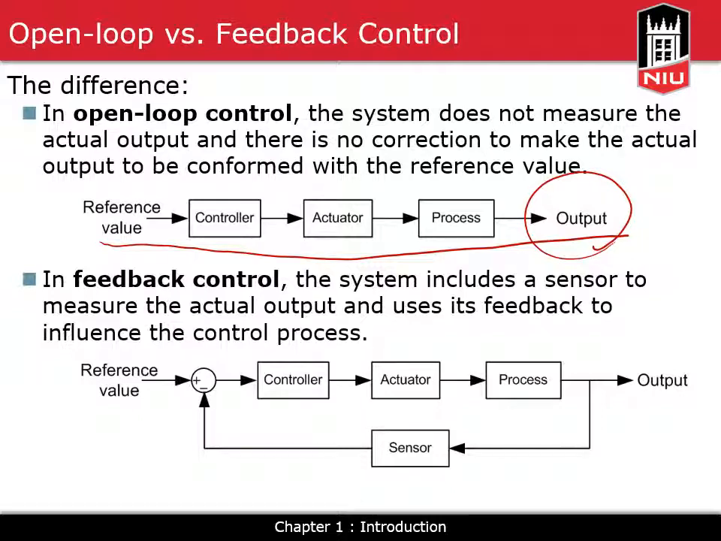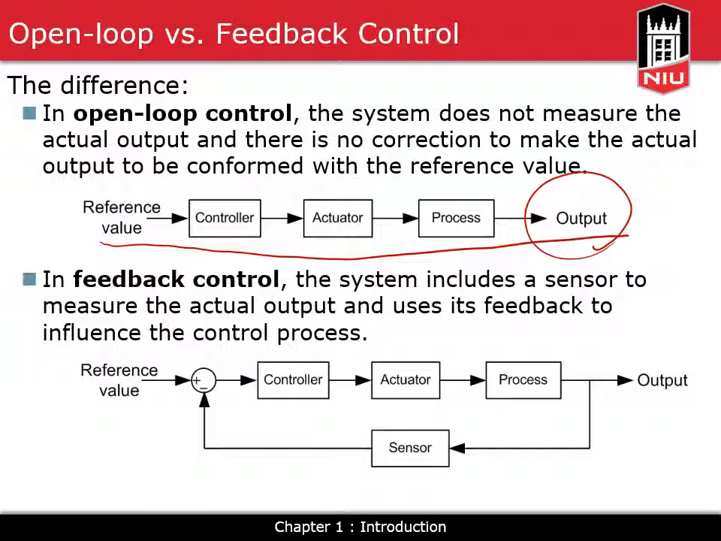The controller decides how to run the system, gives that information to the actuator. Actuator applies that on the process, and the process provides an output. So the controller does not have any information about what the current value of the output variable is.